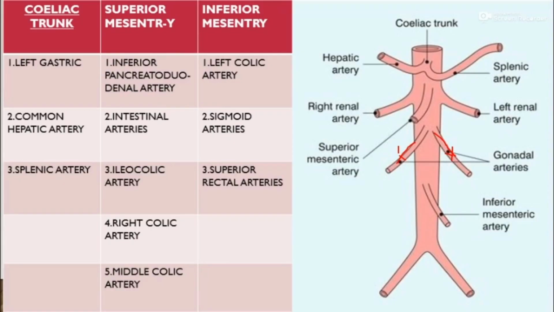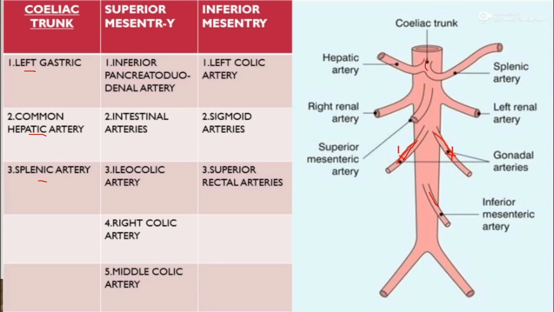So let's get started. I've just added a slide so that you remember the blood supply of the GIT. From the abdominal aorta, we have the celiac trunk, the superior mesenteric artery and the inferior mesenteric artery. These are the main three arteries supplying the GIT. From the celiac trunk, we have three branches: left gastric artery, common hepatic artery, and splenic artery. I'll show the picture and explain that in detail. That is the artery of the foregut.